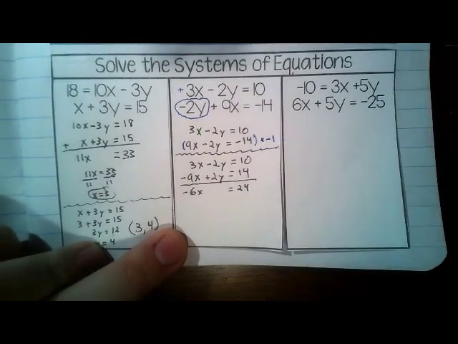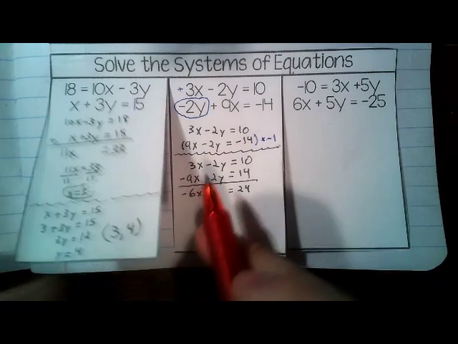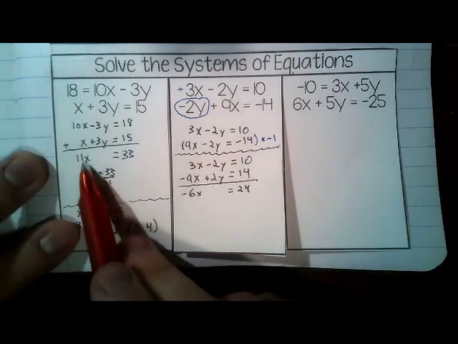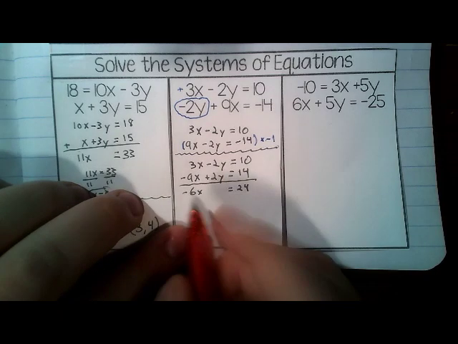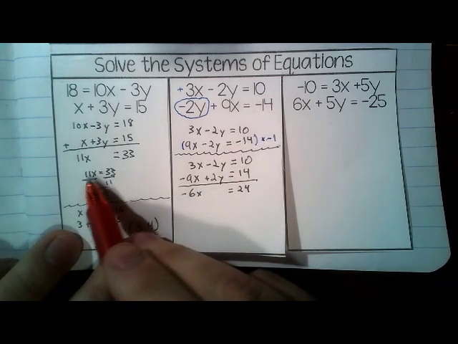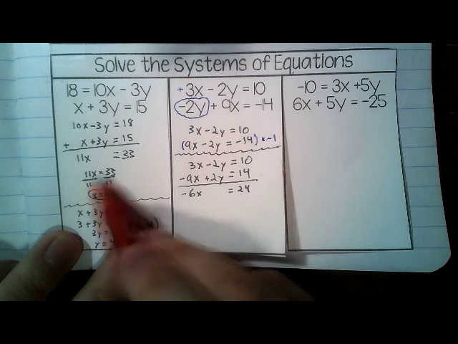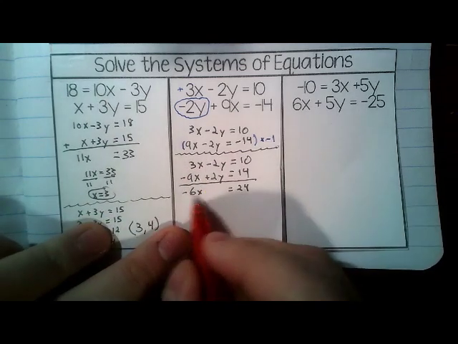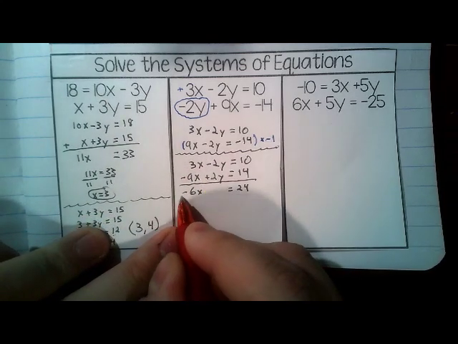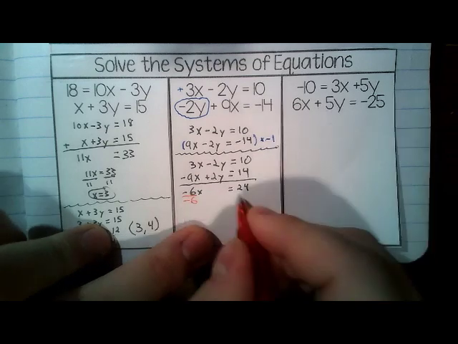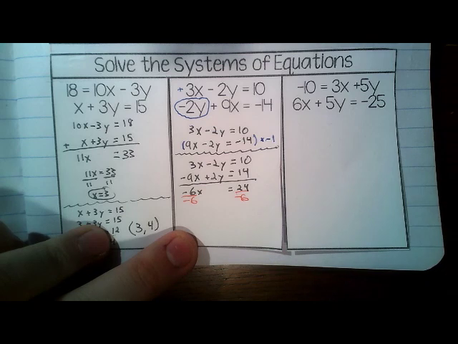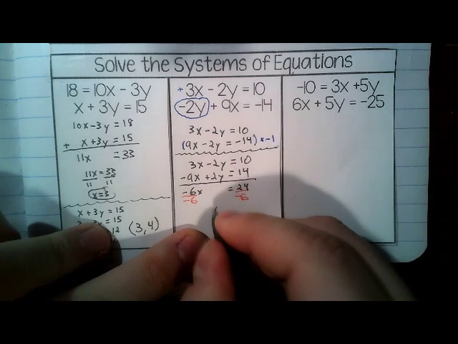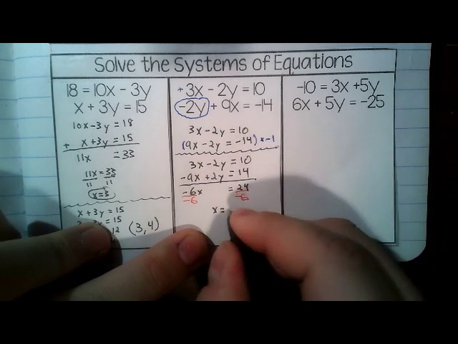Okay. And then my next step. Right here you see that I rewrote 11x equals 33. Some people I find don't like to waste paper and rewrite this. If you can recognize that this is your equation, it's just got some space there. We can divide by negative 6. And x is going to equal negative 4.